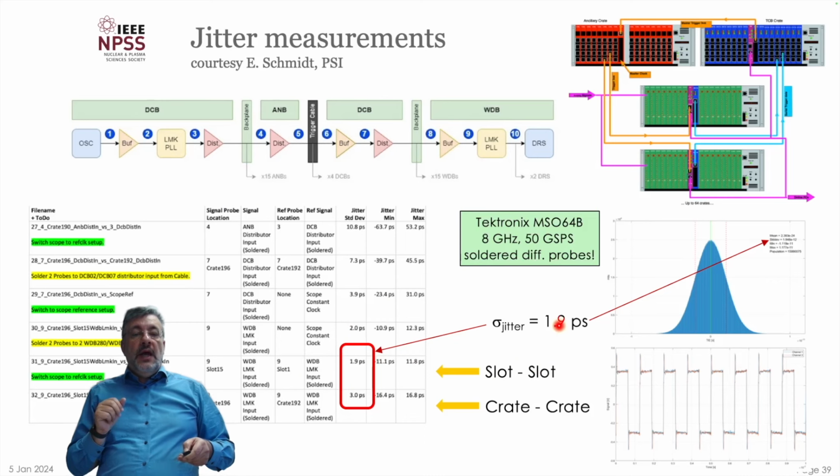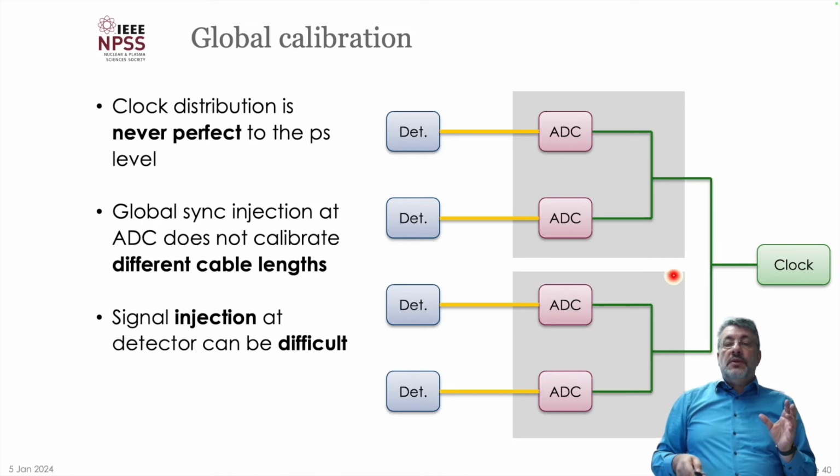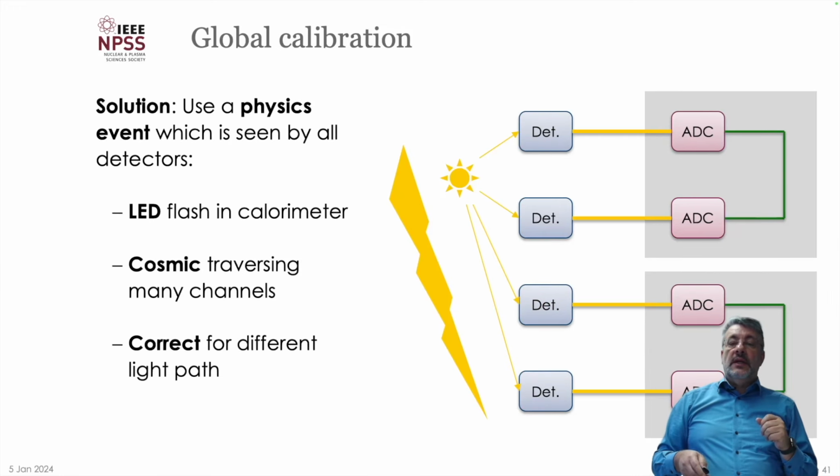So slot to slot, we have like 1.9 picoseconds in one crate, and between 2 crates we measured like 3.0 picoseconds. Now for the global calibration, it's important to understand that even if you try to make a perfect clock distribution, you always have an uncertainty coming from the detectors. The cables between the detector and the digitizing electronics never have the same length to the picosecond level, and also the clock distribution is not perfect to the picosecond level. Now some people do some signal injection somewhere at the ADC, which calibrates for this, but that does not calibrate the length of this distance between the detector and the ADC.